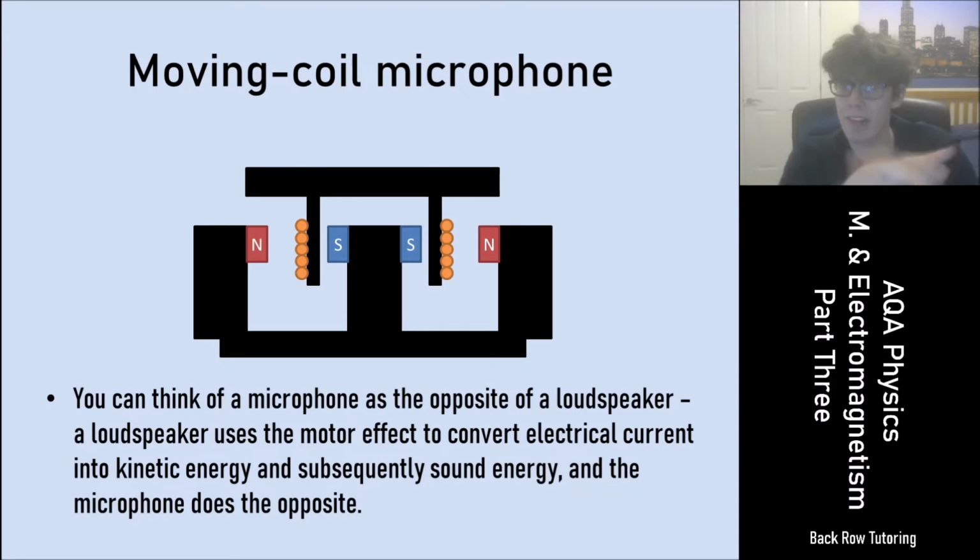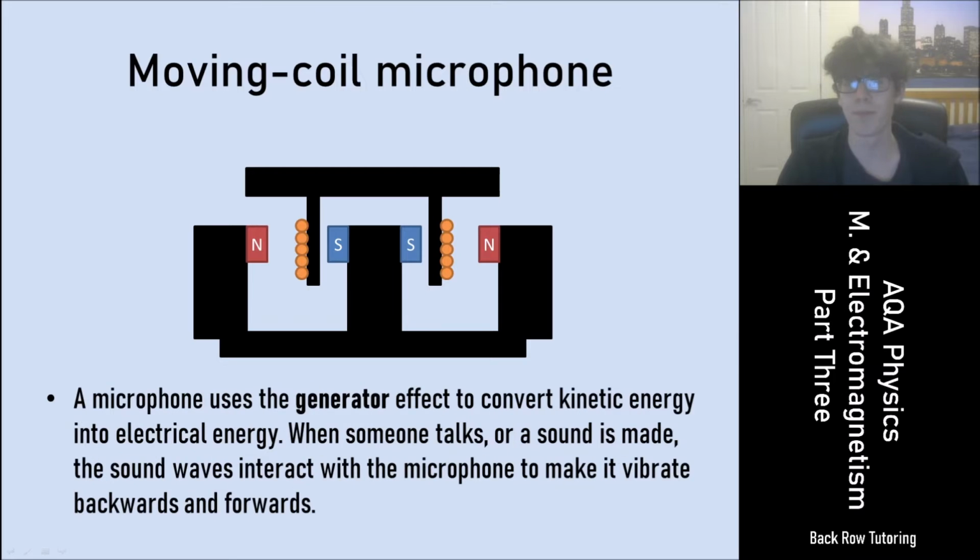So this part of the microphone here has coils wrapped around like that, and that's what these orange circles are. That's like part of the coil. And then this is a magnet here, so these coils are moving up and down inside of a magnetic field. A microphone uses the generator effect to convert kinetic energy into electrical energy.